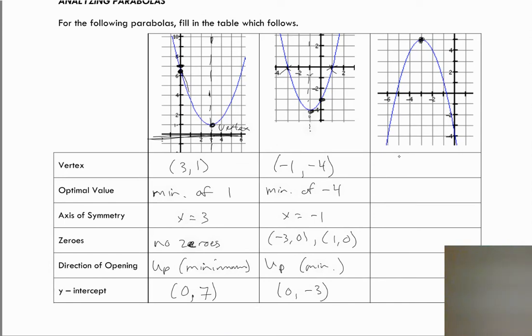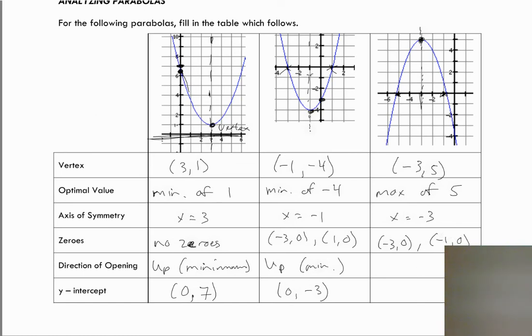All right, so I'm back and hopefully you did try it on your own. Here we have -3 and +5. Our optimal value is up here. It's a max, a max of 5. We have an axis of symmetry coming through here at -3. We have zeros coming through right there and right there. Let's not use decimal values if we don't have to. So we have a -3 and 0, and we have a -1 and 0.